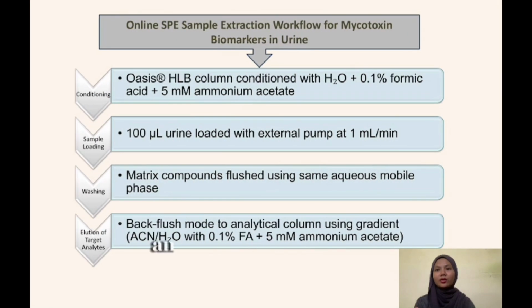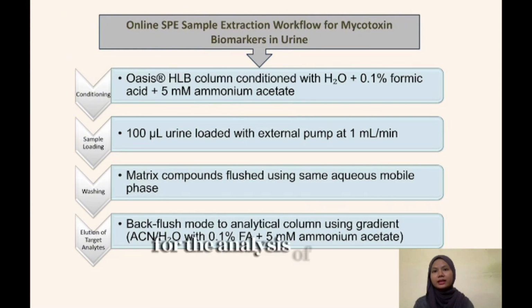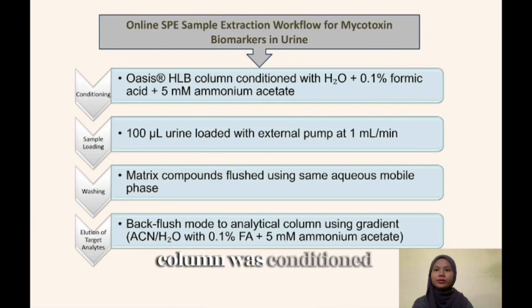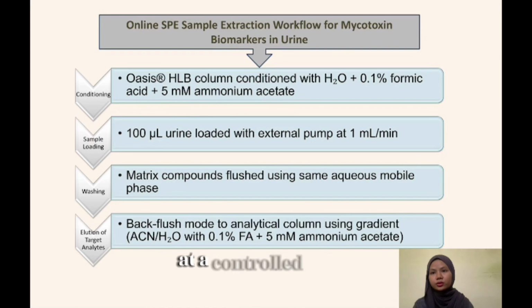In Journal 1, an online SPE system was integrated with UHPLC-MS/MS for the analysis of 11 urinary mycotoxins. The method followed the four standard steps. Again, as I mentioned before, first the SPE column was conditioned using an aqueous solution with acid and buffer. Then, 100 microliters of urine was loaded at a controlled flow.